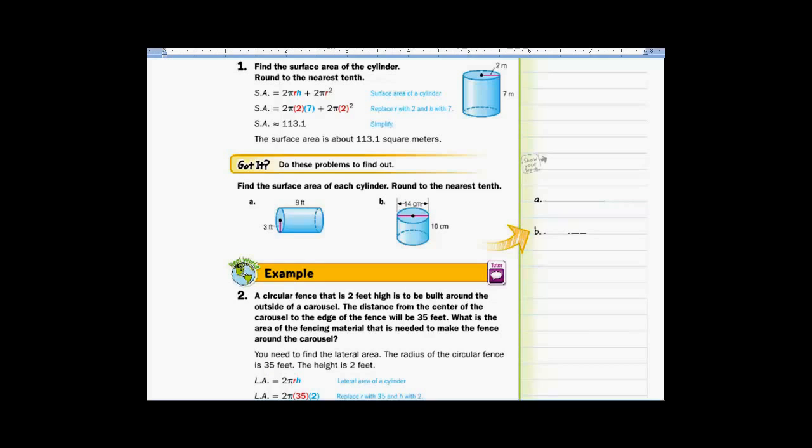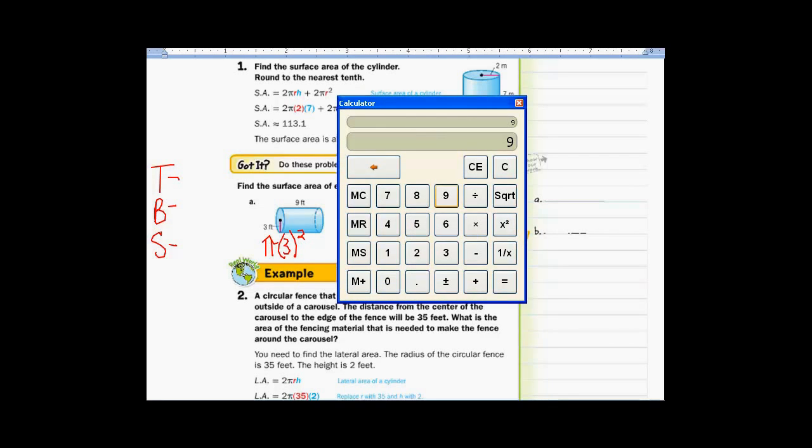Okay, let's find the surface area. Does not say lateral, so we assume it's total. Let's get a nice little red pen here. So I want to know the top, the bottom, and the sides. So the area of the top is the area of that circle. So that is pi times radius, which happens to be 3, squared. So I need 9, which is 3 squared, times 3.14. That's my area of the top, which is 28.6.